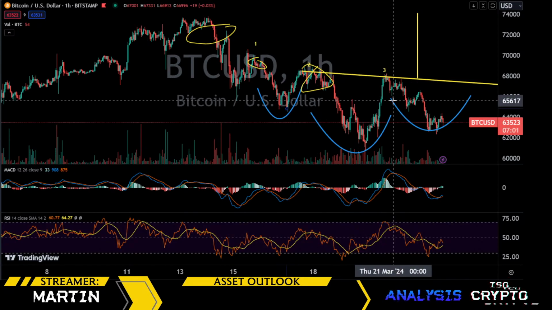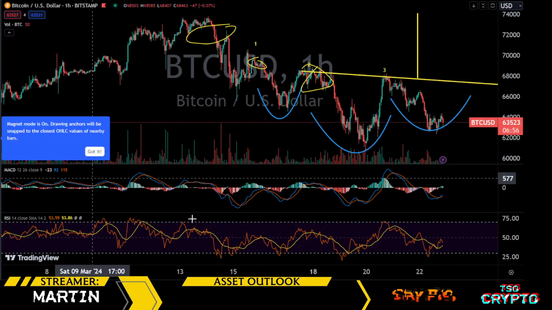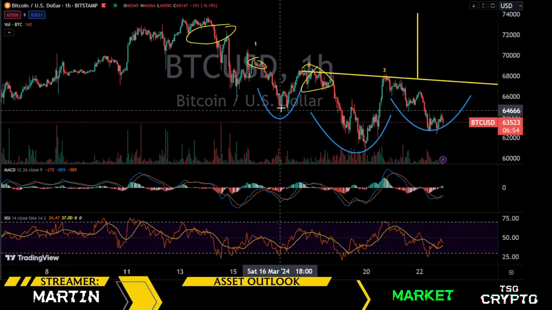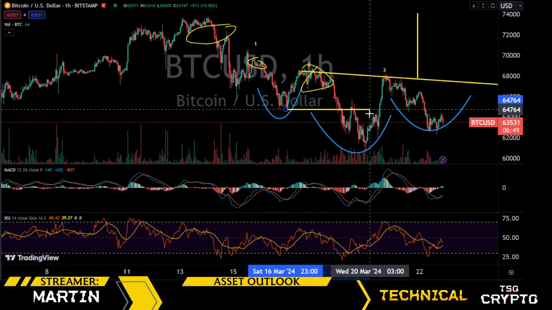Come on, draw it. It didn't draw it. What is it? Why is it not letting me use the other tool? Here we go. Let's see. Oh, there we go. All right.